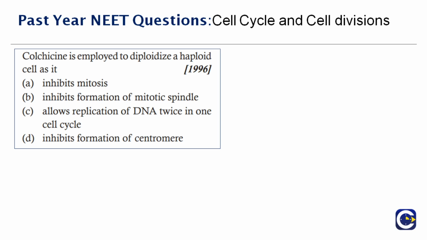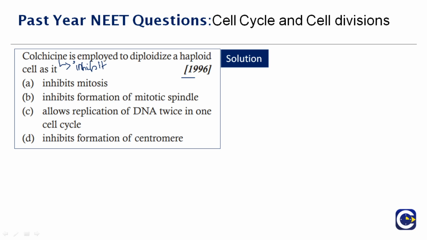Now let's move to the next question here. This question was asked in the year 1996. Colchicine is employed to dipolarize a haploid cell as it dash. So what does colchicine do? We have already spoken about colchicine in the earlier parts, in part 1 and part 2. The natural function of colchicine is to inhibit, it restricts. It is also called a mitotic poison. Colchicine is also used as medication to stop the mitotic cell cycle.